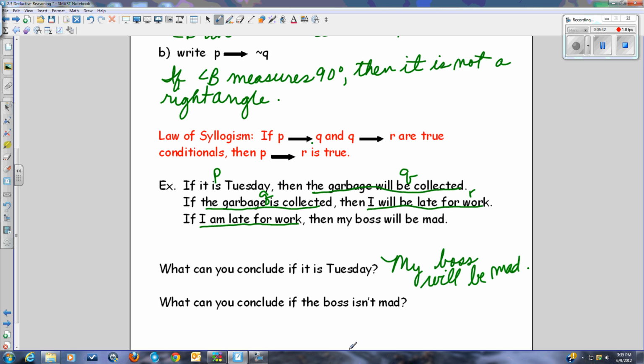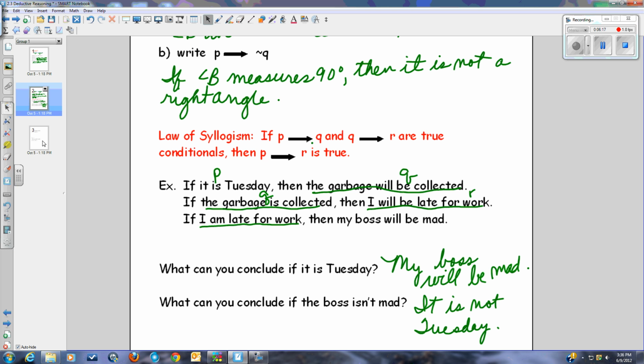And what can you conclude if the boss isn't mad? Well, all of this happens if it is Tuesday. So if the boss isn't mad, we can conclude that it is not Tuesday. Let's move on to the next page.